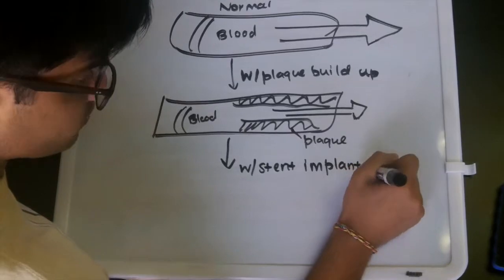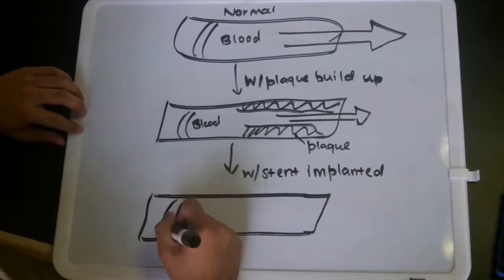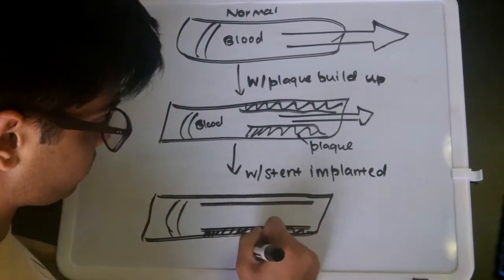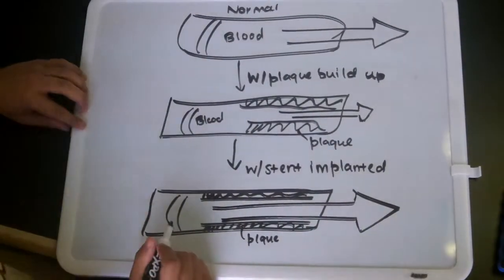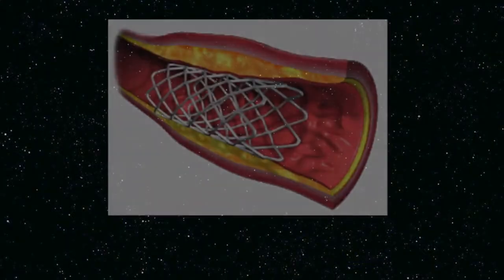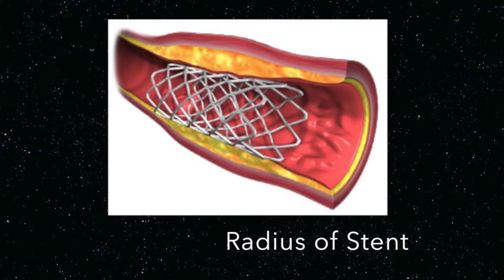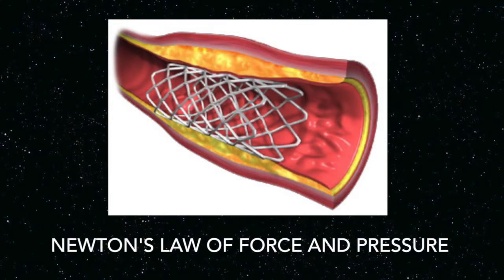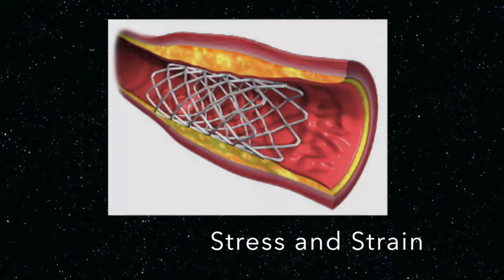Biomedical engineers are able to develop a small mesh tube called a stent that is used to keep an artery open and allow blood to flow through at a normal rate. A stent is usually used after balloon angioplasty to ensure the artery does not close from the plaque buildup. Biomedical engineers can use conservation of mass concepts to calculate the radius of the stent needed, or can incorporate Newton's law of force and pressure to calculate certain parameters that the stent would need, like push force, stability, composition, stress and strain, etc.